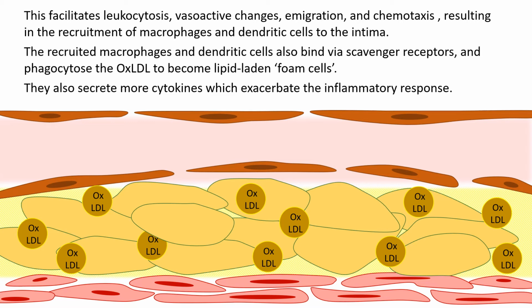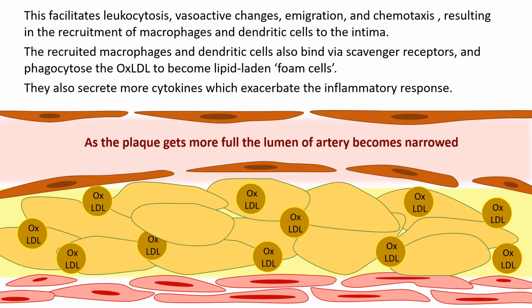But of course, they also secrete more cytokines, which exacerbate the inflammatory response even more. So we'll have more leukocytosis, more emigration, more phagocytosis, and the whole thing will start to escalate as long as there is ox-LDL in the intima. As the plaque gets more full, the lumen of the artery becomes narrowed.